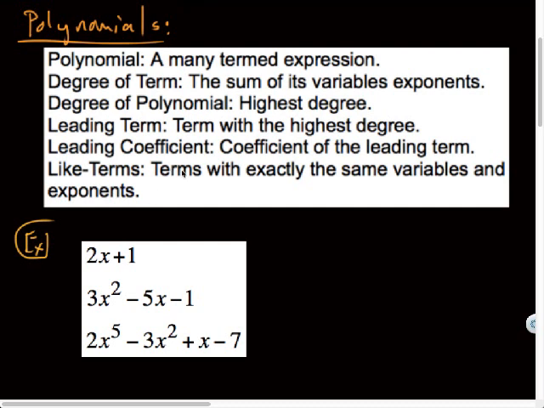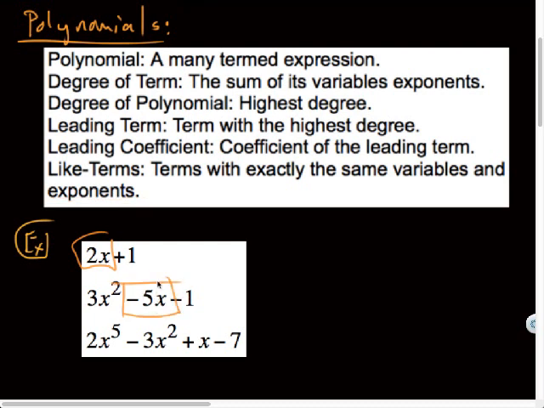And then like terms, this is going to come into play later, are terms with exactly the same variables and exactly the same exponents. Now none of these problems have like terms within themselves. These are all unique terms. But out of all 3 of these, what's a like term with 2x? Like terms are terms with exactly the same variables and exponents. So negative 5x is a like term with the 2x.